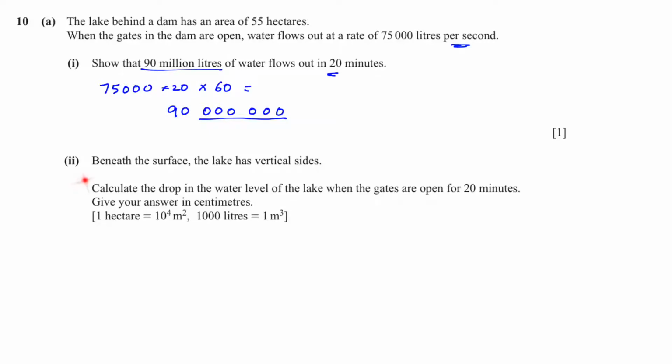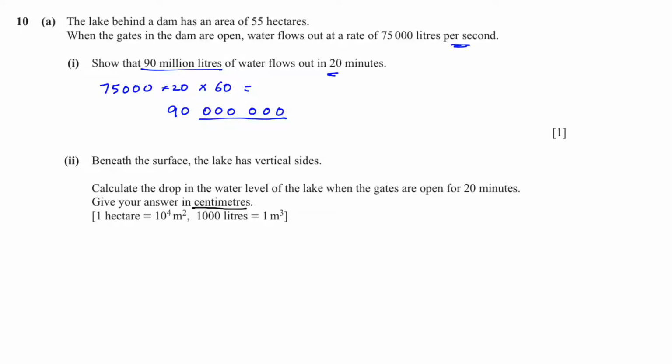Part 2. Beneath the surface, the lake has vertical sides. Calculate the drop in the water level of the lake when the gates are open for 20 minutes. Give your answer in centimeters. 1 hectare is equal to 10 to the power of 4 square meters, and 1000 liters is equal to 1 cubic meter. There's a lot of conversion that we need to do here. First thing that we see is give your answer in centimeters. So we'll get to that.